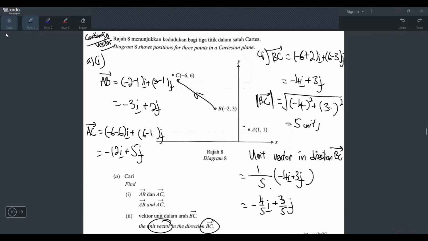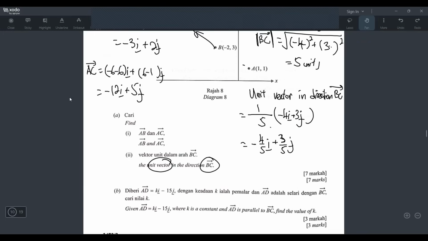Okay, let's continue. Oh, there's one more question here. Okay, let's do it. This one is three more marks. They say given AD equals this, where K is a constant and AD is parallel to BC, find the value of K. The keyword here is parallel, right?